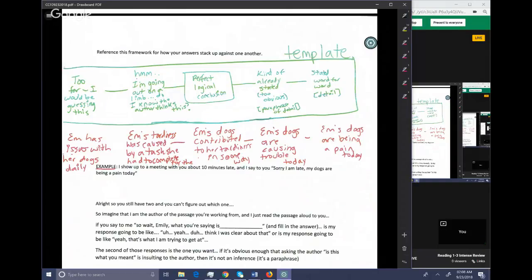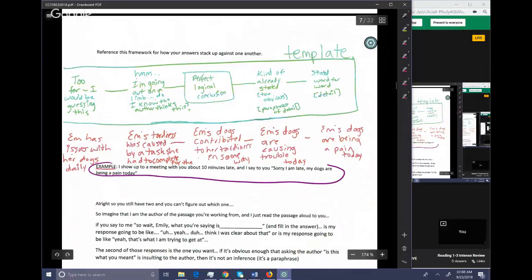My example, and here's my example written down here. Let's say I show up to a meeting with you and I'm 10 minutes late and I say, sorry, I'm late. My dogs are being a pain today. And that's all I say. So I show up, I'm 10 minutes late, and I say to you, sorry, I am late. My dogs are being a pain today.